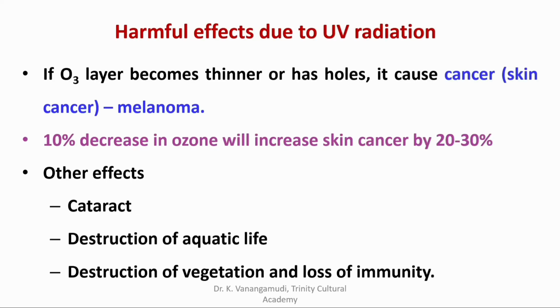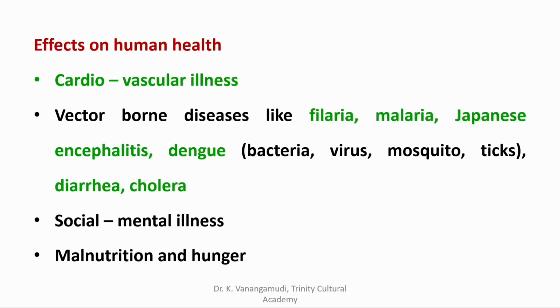Now we can discuss the harmful effects of UV radiation. A thinner ozone layer having holes causes cancer, especially skin cancer, known as melanoma. With a decrease of 10% in the ozone layer, an increase of 20 to 30% in skin cancer is noticed. Other effects include cataract, destruction of aquatic life and vegetation, and loss of immunity. As far as human health is concerned, ozone depletion causes cardiovascular illness, vector-borne diseases like filariasis, malaria, Japanese encephalitis, dengue, diarrhea, and cholera. Also mental illness, malnutrition, and hunger.